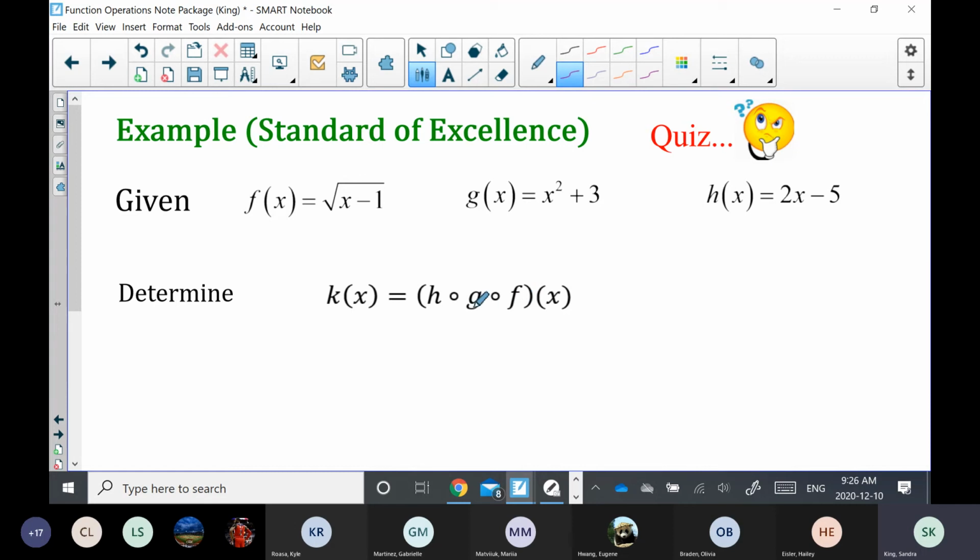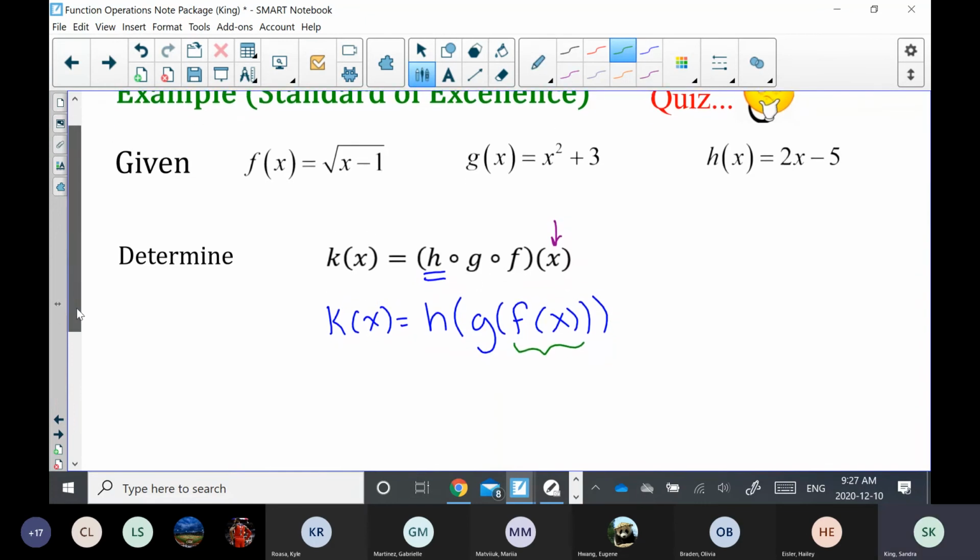Okay, so how we would do this, though, on the test, I would give you what x is and we would evaluate. So this would be a standard of excellence determining the composition explicit equation. So how I would rewrite this is k of x is equal to, that's my outer function, h of g of f of x. Whenever you have three functions, close three brackets. Always start with your inner function. The inner function is f of x, which is the square root of x minus 1.